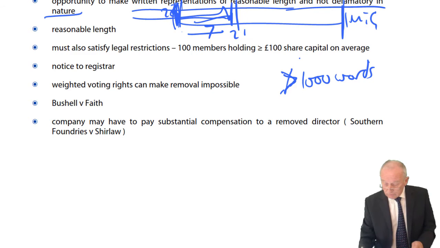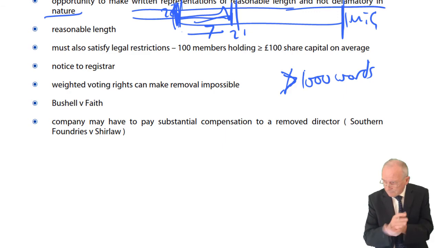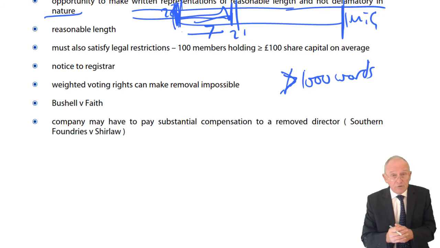Notice goes to the registrar, this special notice. This 28 days special notice, a copy goes to the registrar, copy goes to Simon himself. And when Simon writes his written representations, they go to the registrar as well. And may go to the court, and the court may or may not say yes or no, defamatory or not defamatory. And then, if they are not defamatory, they get circulated to the members.